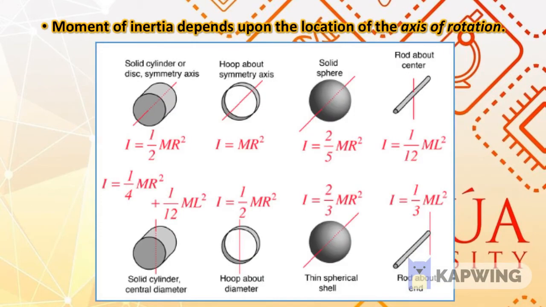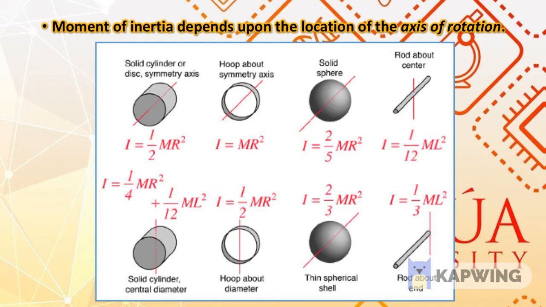As it turns out, moment of inertia depends upon the location of the center of rotation or the axis of rotation of the object. Here we have some sample situations or sample objects rotating about their respective axis of rotation. As you can see, in each situation, you have a different equation for the moment of inertia.